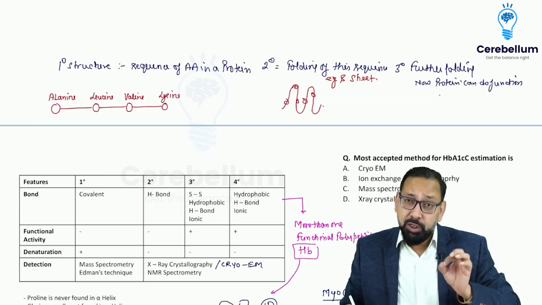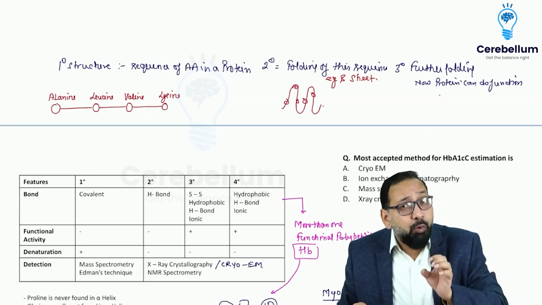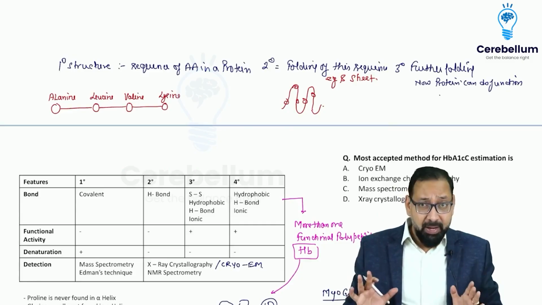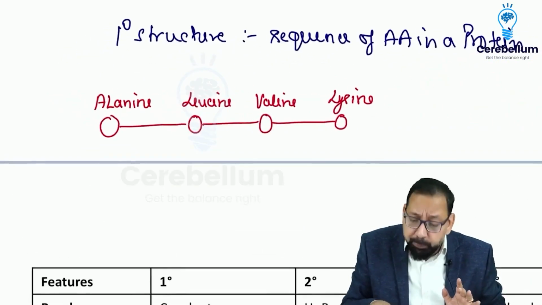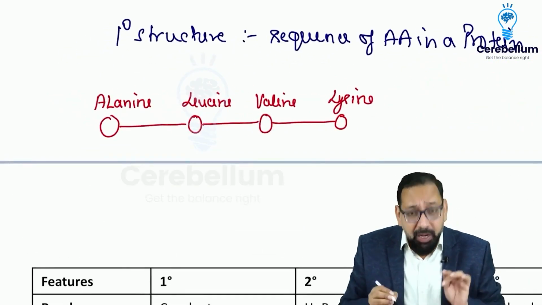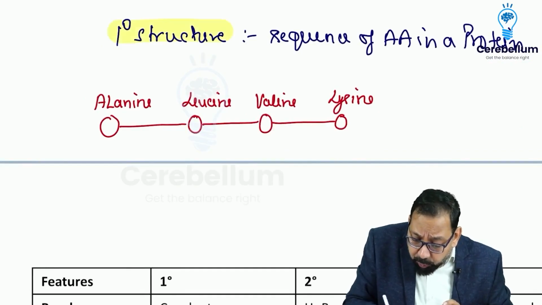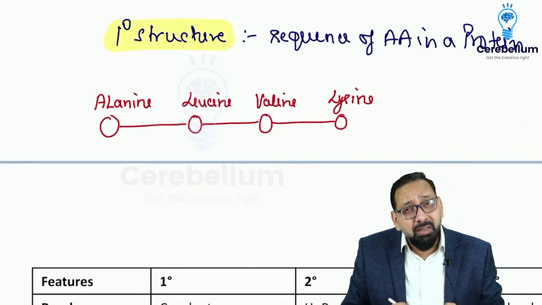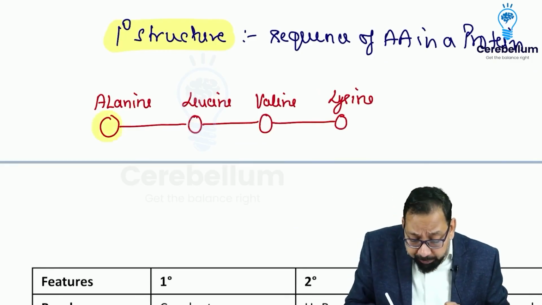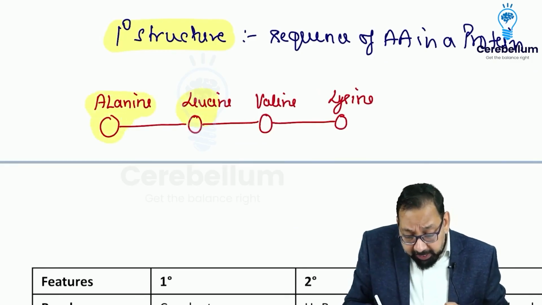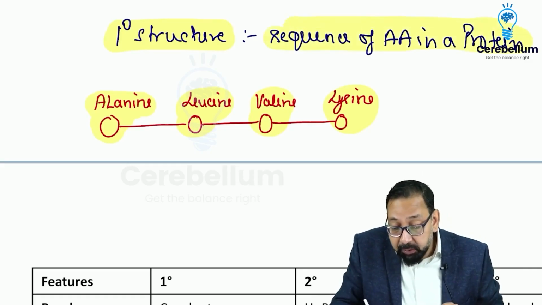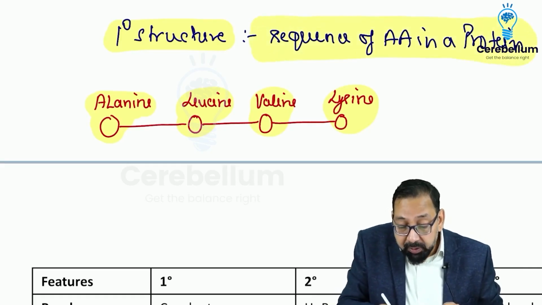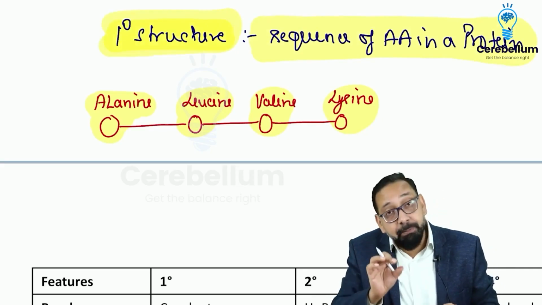Now we come to structure of protein. Suppose I give you a protein having 4 amino acids and I ask you what is the primary structure of this protein. You will tell, sir, this protein is having 4 amino acids. First is alanine, second is leucine, third is valine, fourth is lysine. You told me sequence of amino acids means primary structure of protein, means sequence of amino acids in a protein.